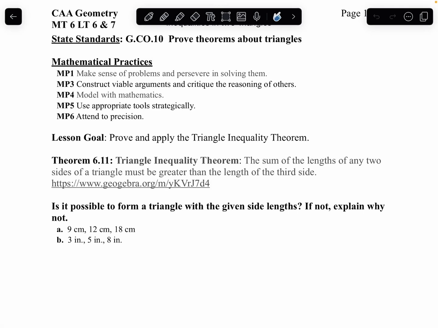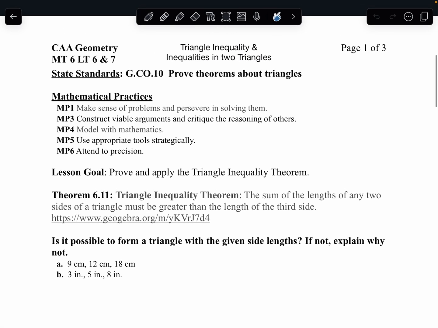Hello, let's take a look at your MT6 and LT6-7 seminar and look at our state standards. We're still going to be proving theorems about triangles. We're going to be doing a bunch of mathematical practices. And what I want you to do is prove and apply the triangle inequality theorem, and we're going to compare triangles too. We're going to look at inequalities in two different triangles versus just one.